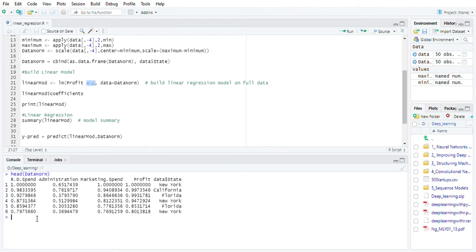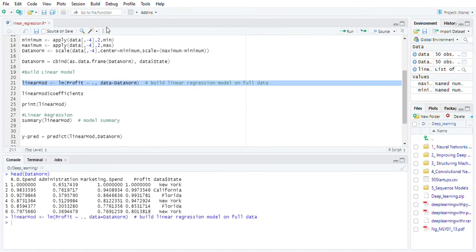Head. So what we have, these values, we would like to predict the profit by using all of these variables, this and the state. This is the trick, just use a dot. Or you can use, for example, profit against research dot d, and you have to write these names. But in my case, I would like to use all of these variables to predict the linear regression.